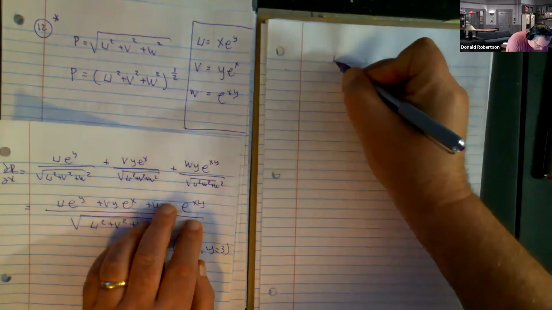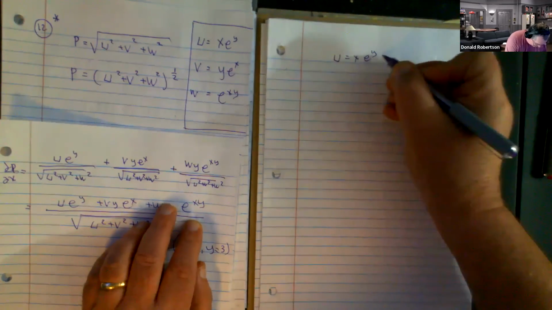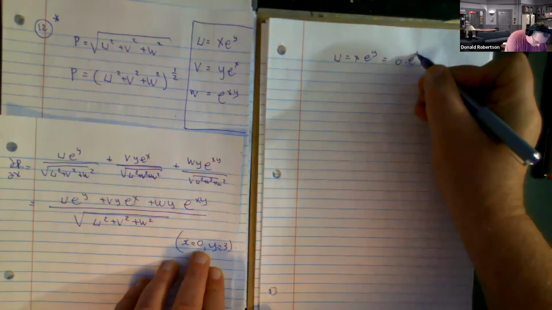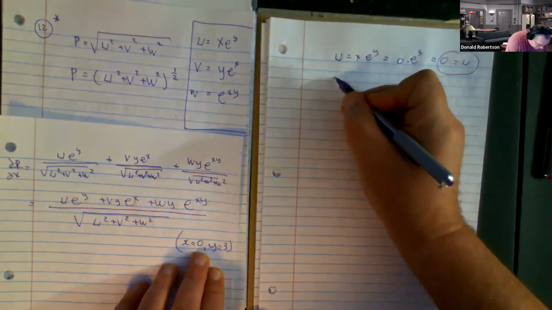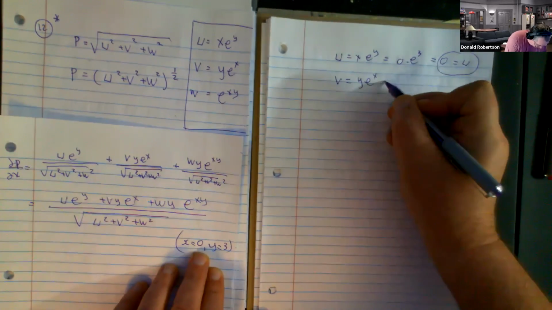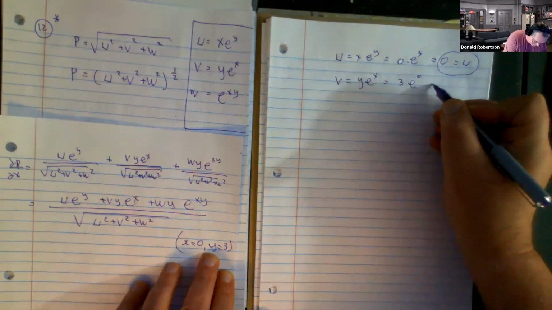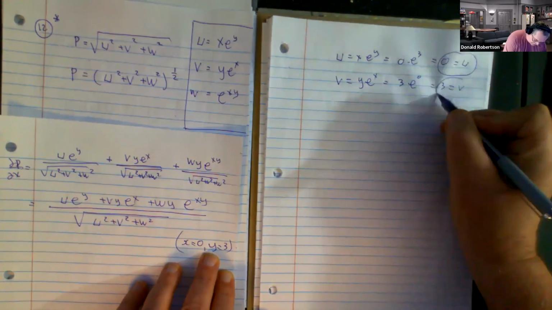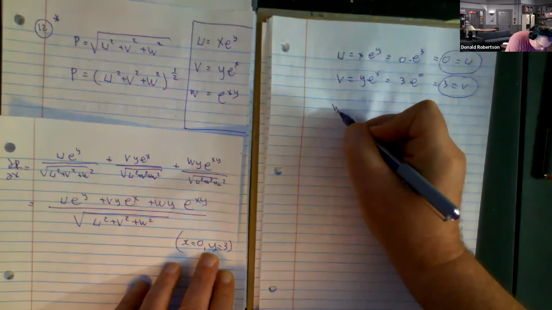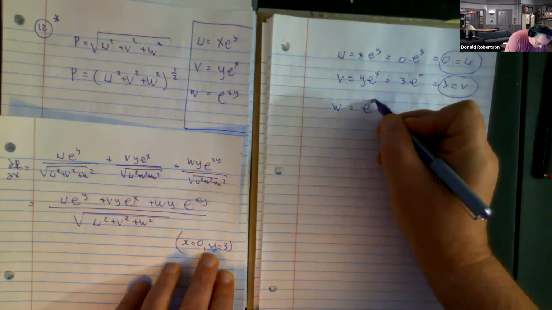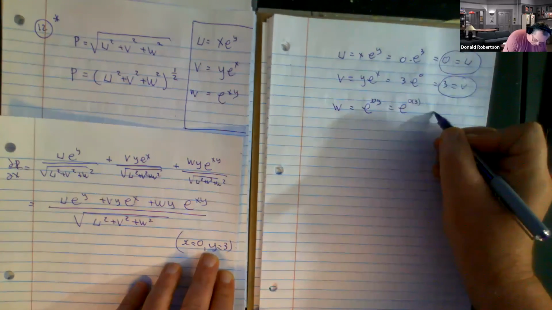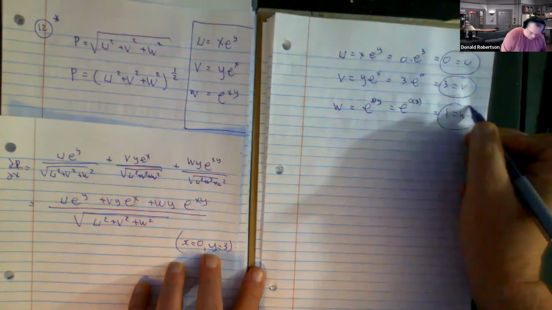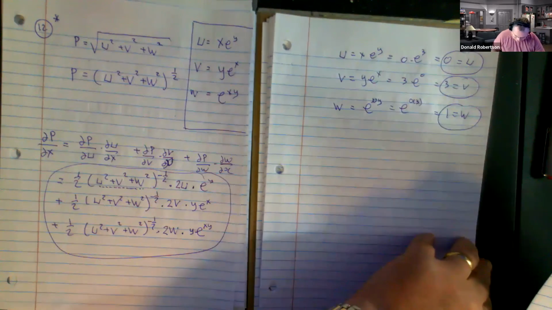So u is x e to the y, which means it's 0 times e cubed, which means it's 0. So u is equal to 0. Okay. v is y e to the x. That's 3 times e to the 0, which is 3. So v is the number 3. w is e to the xy, which is e to the nothing times 3. e to the nothing gets you 1. Okay, so we got those guys. See what we get now.